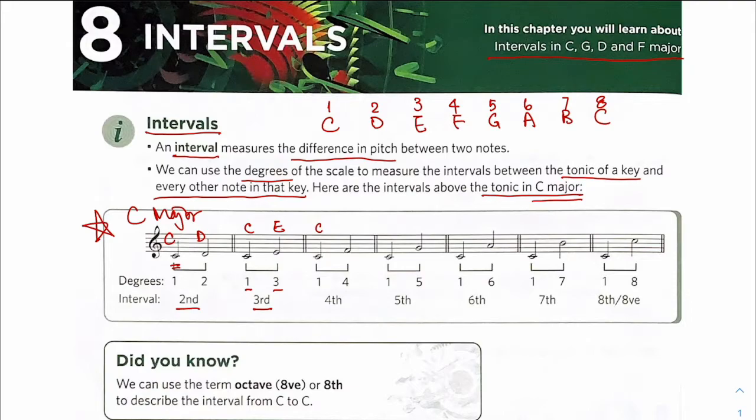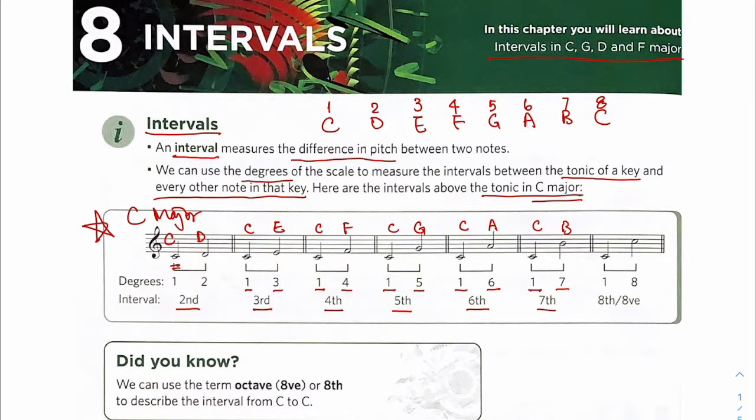Next, we have a C going to an F, degree number 1 going to degree number 4. So it will be an interval of a fourth. Next, we have a C going to a G. So it's degree number 1 going to degree number 5. Therefore, it's an interval of a fifth. Next, we have C going to A, which is degree number 1 going to degree number 6. So it's an interval of a sixth. Next, we have C going to B, and it's degree number 1 going to degree number 7. So it's an interval of a seventh.